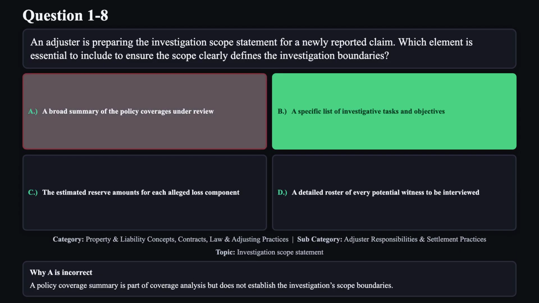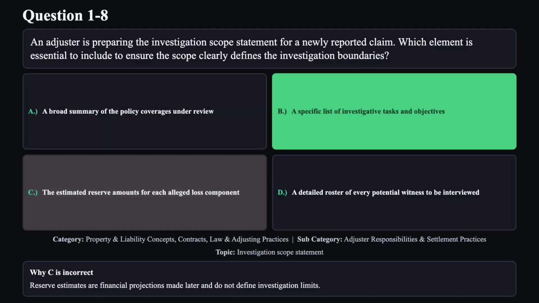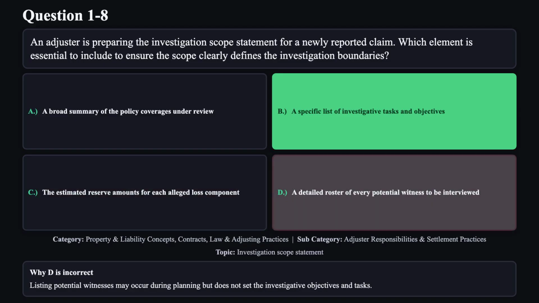Reason A is not correct. A policy coverage summary is part of coverage analysis but does not establish the investigation's scope boundaries. Reason C is not correct. Reserve estimates are financial projections made later and do not define investigation limits. Reason D is not correct. Listing potential witnesses may occur during planning but does not set the investigative objectives and tasks.